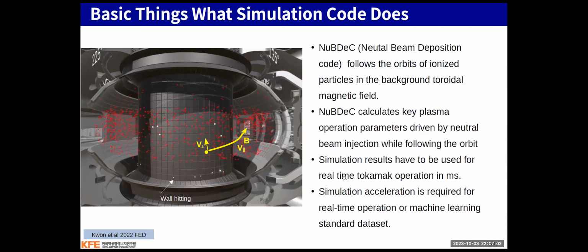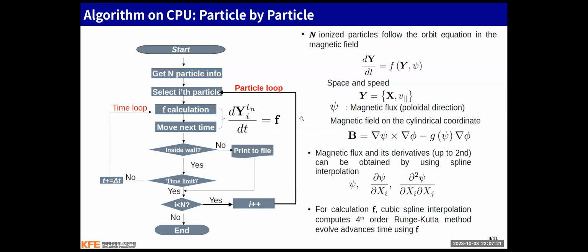So we need very fast simulation results, or we can use machine learning. But we need a large data set to teach the machine learning. So anyway, we need a much faster simulation code. To make the simulation faster, we are using GPU machines. Before introducing the CUDA code, that means the acceleration, I should introduce the NUVDEC code on the CPU.